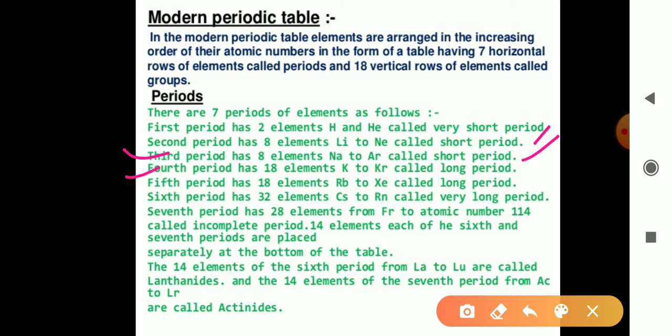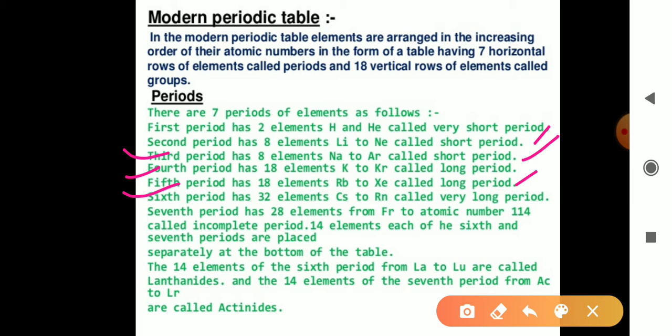The fourth period has 18 elements, K, that is potassium, to krypton, called a long period. Similarly, the fifth period also has 18 elements, rubidium to xenon, and this is also called a long period.